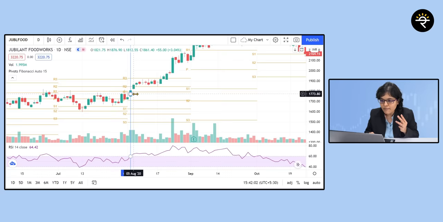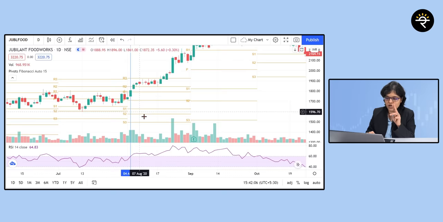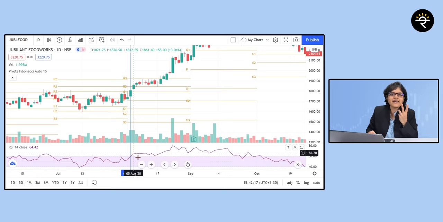But now, I'm going to combine it with what? Volumes. Volumes are also going very strong on day two. Also, you can see that RSI is still above 60. So, what's the fear? Let me continue. Let me enjoy the ride till what is the question.